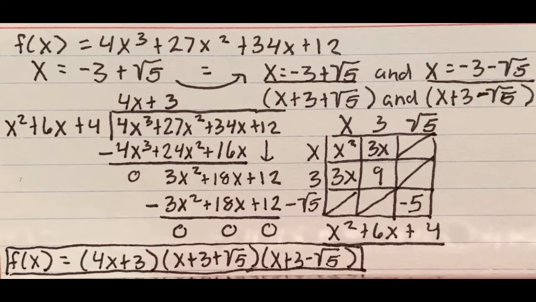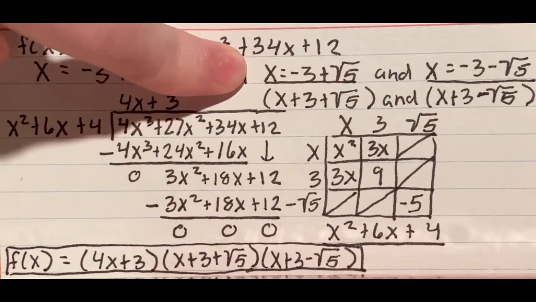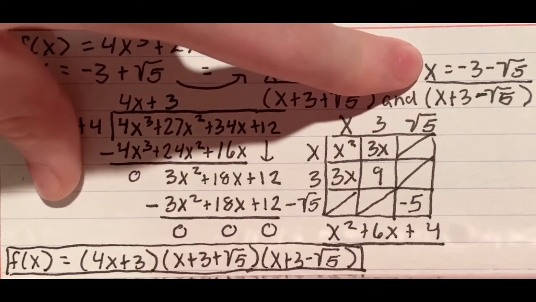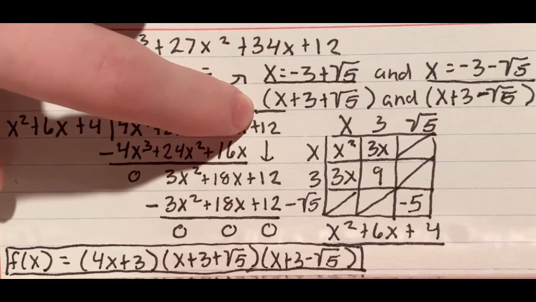The first thing we need to do is turn these x's into factors. If you can recall, when turning a factor into an x, you set the factor to 0, which means we have to reverse that. So x equals negative 3 plus the square root of 5 turns into x plus 3 minus the square root of 5, and x equals negative 3 minus the square root of 5 turns into x plus 3 plus the square root of 5.